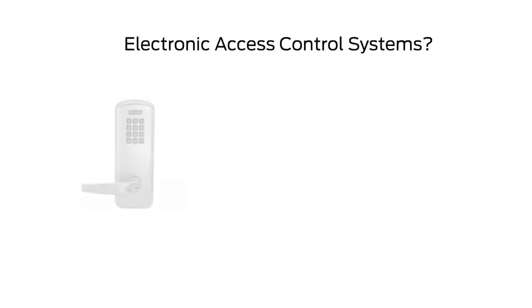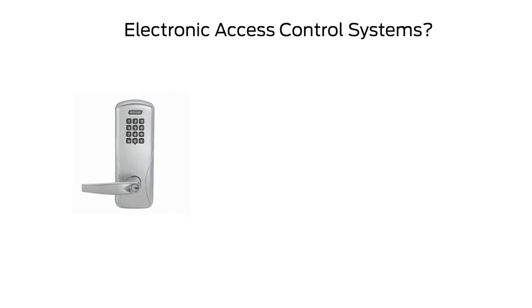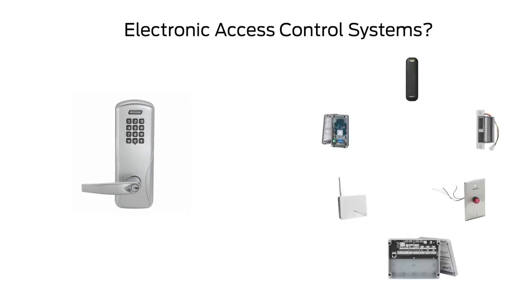Electronic access control systems can seem complicated and confusing. Sometimes all you need is a lock, and other times you need dozens of different pieces to complete the system. Let's start simple and put things into categories.